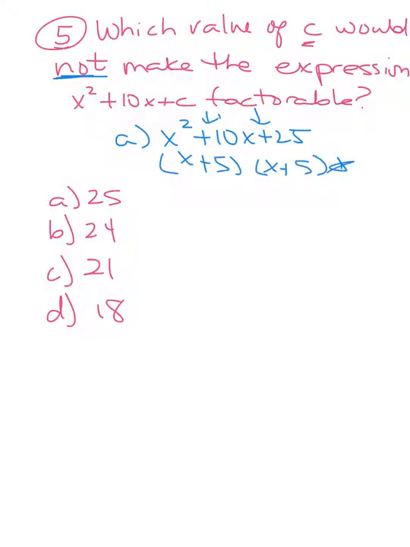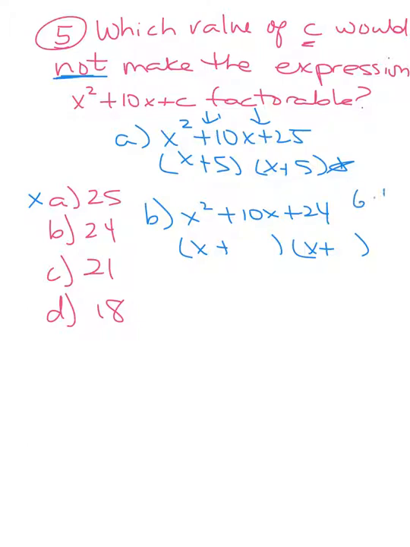So that one's not going to be an answer. In letter B, I'm going to do the same thing. I have x squared plus 10x, and this time I'm going to substitute 24 in. Same idea, signs are the same, they're both a plus. I'm looking for factors of 24 that when I add them, I get 10, and that's going to be 6 and 4. So again, that one's factorable, so that's not an answer for this question.